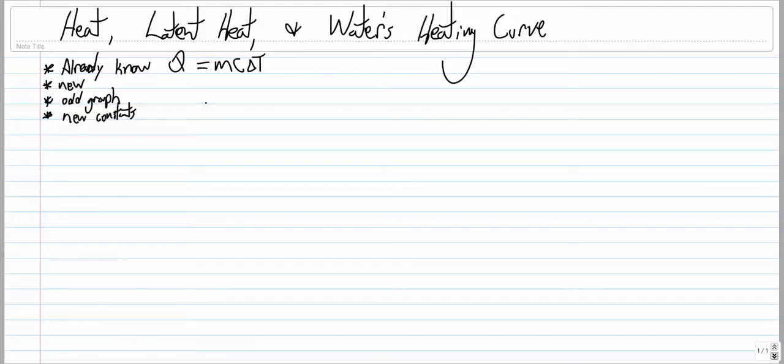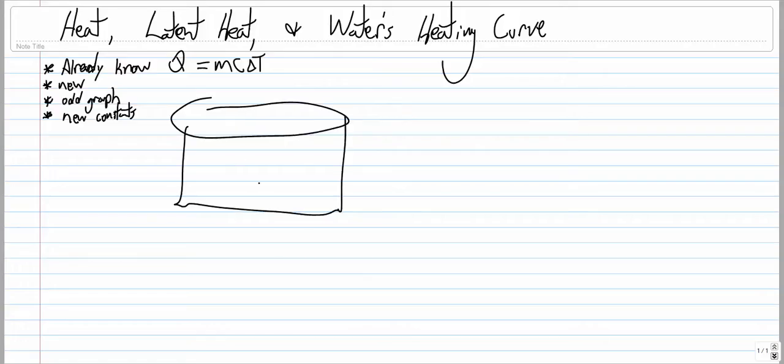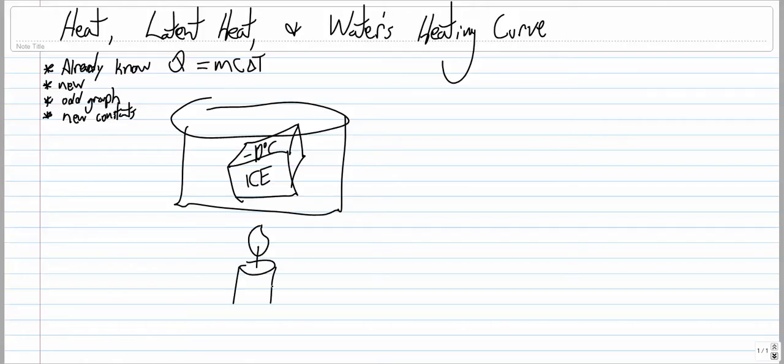And now something new. What I want to do is think about a beaker or some kind of vessel, and inside that vessel we've got some ice. This ice isn't just at 0 degrees. Wherever it is, it's colder than 0 degrees. We're going to say that it's at negative 10 degrees Celsius. And in our minds, we're going to imagine a heat source heating that ice up.